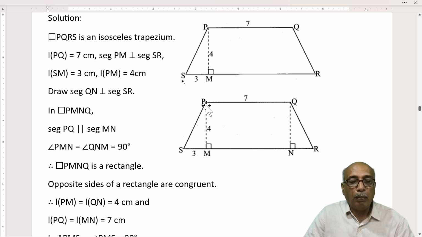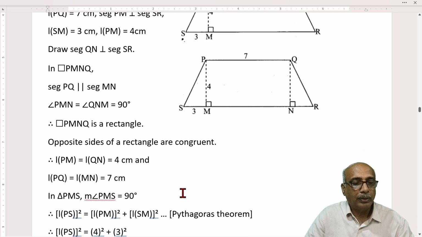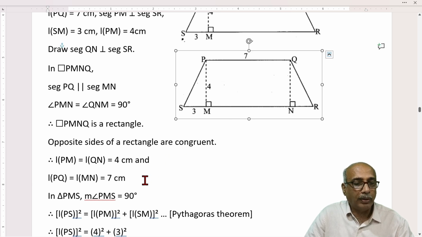In quadrilateral PMNQ, PQ is parallel to MN, the given opposite sides of the trapezium. Angle PMN equals angle QNM equals 90 degrees. Both are perpendicular. Therefore, the quadrilateral is a rectangle. Opposite sides of a rectangle are congruent. Therefore, PM equals QN equals 4, so this also becomes 4. And PQ equals MN equals 7, so this also equals 7.